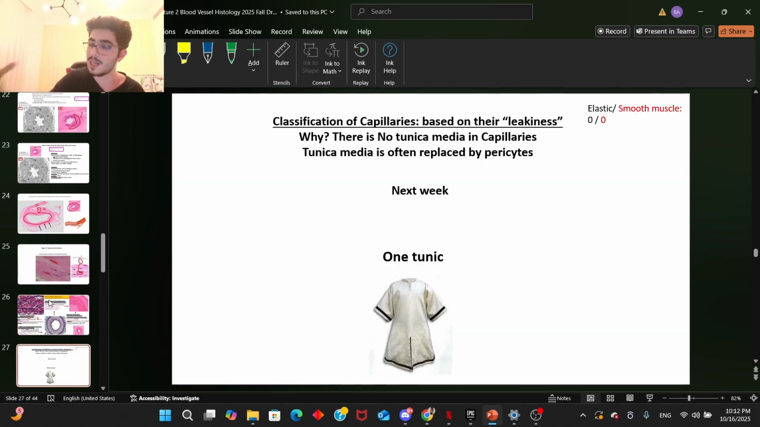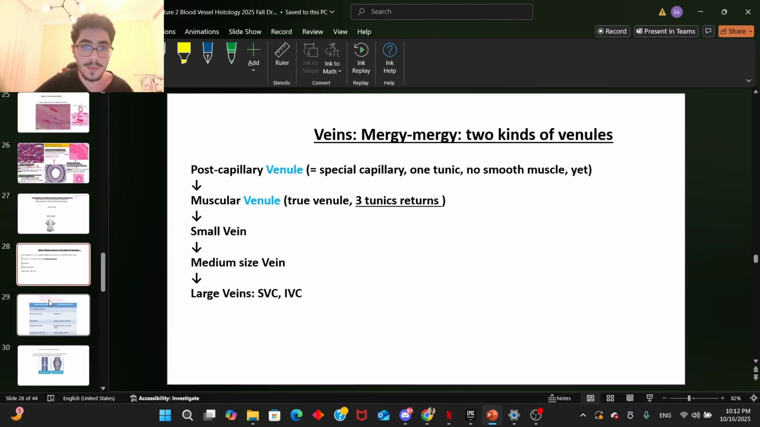This is also just kind of like a teaser for the next lesson. It's basically on capillaries, and that's why they're leaky. Capillaries, remember, they have one tunic. Okay, they only have one tunic, which means, and the tunic is going to be the tunica intima, so they're going to only have a single endothelium layer. Okay, so let's continue here.